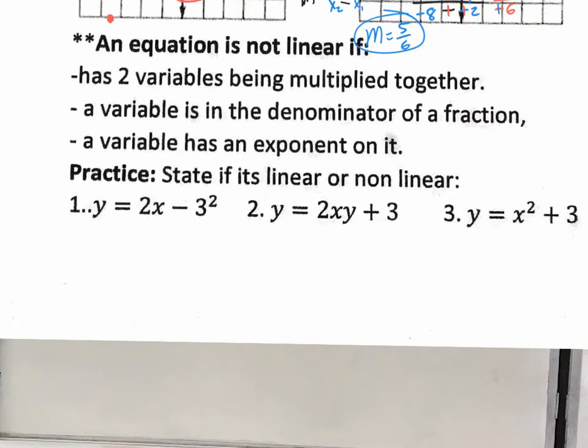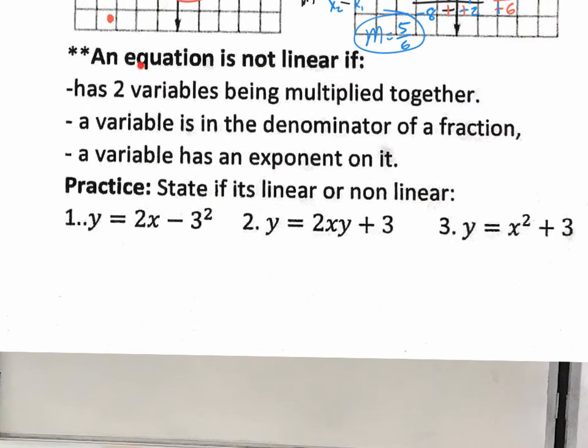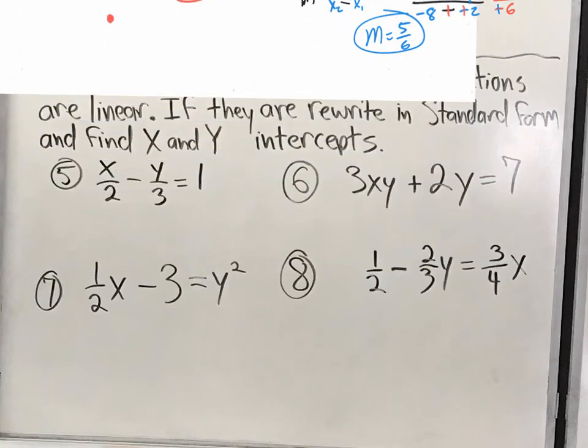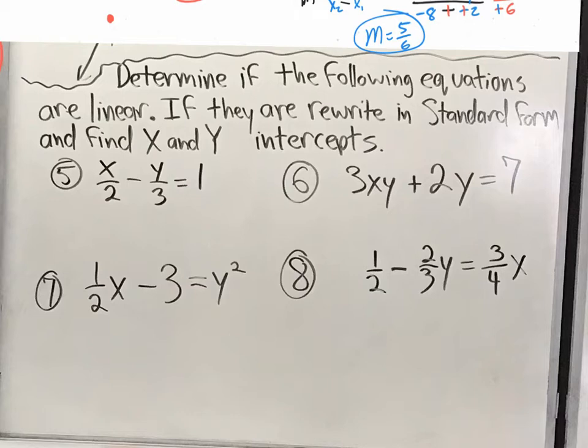An equation is not linear if it has 2 variables being multiplied together, if it has a variable in the denominator, or if it has a variable with an exponent on it, then it's not linear. So now I think we'll be able to understand these guys better. What do you guys think?